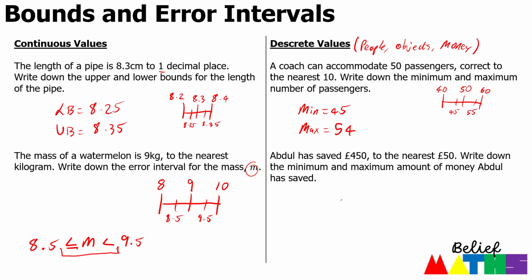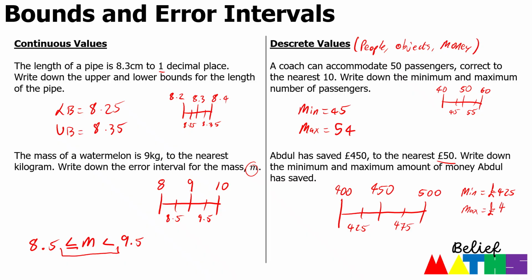Again, similarly in this one you can see we've got money. Abdul's saving £450 to the nearest 50, so that's 450. Again, because it's the nearest 50, it's 50 below here and 50 above here. So your midpoints are 425 and 475. So the minimum value is £425. The maximum value, now in this case we're not taking away a pound, we're taking away a pence, so it's 474.99, which is our answer there.